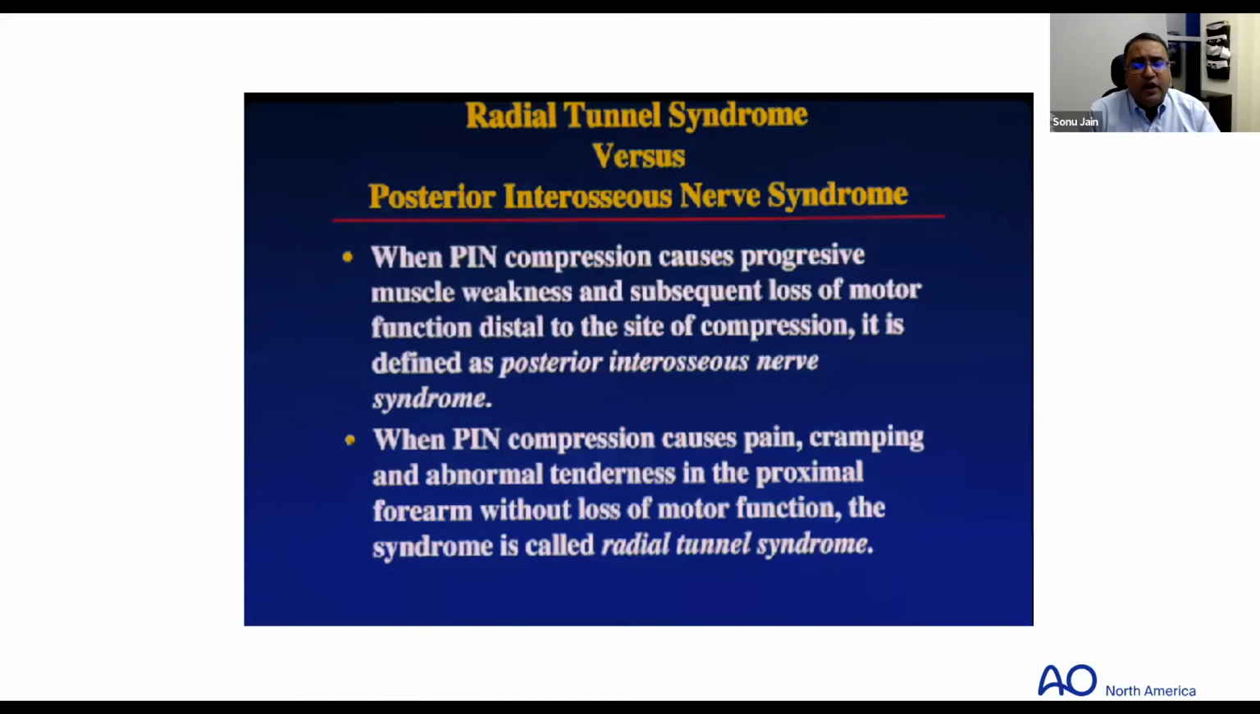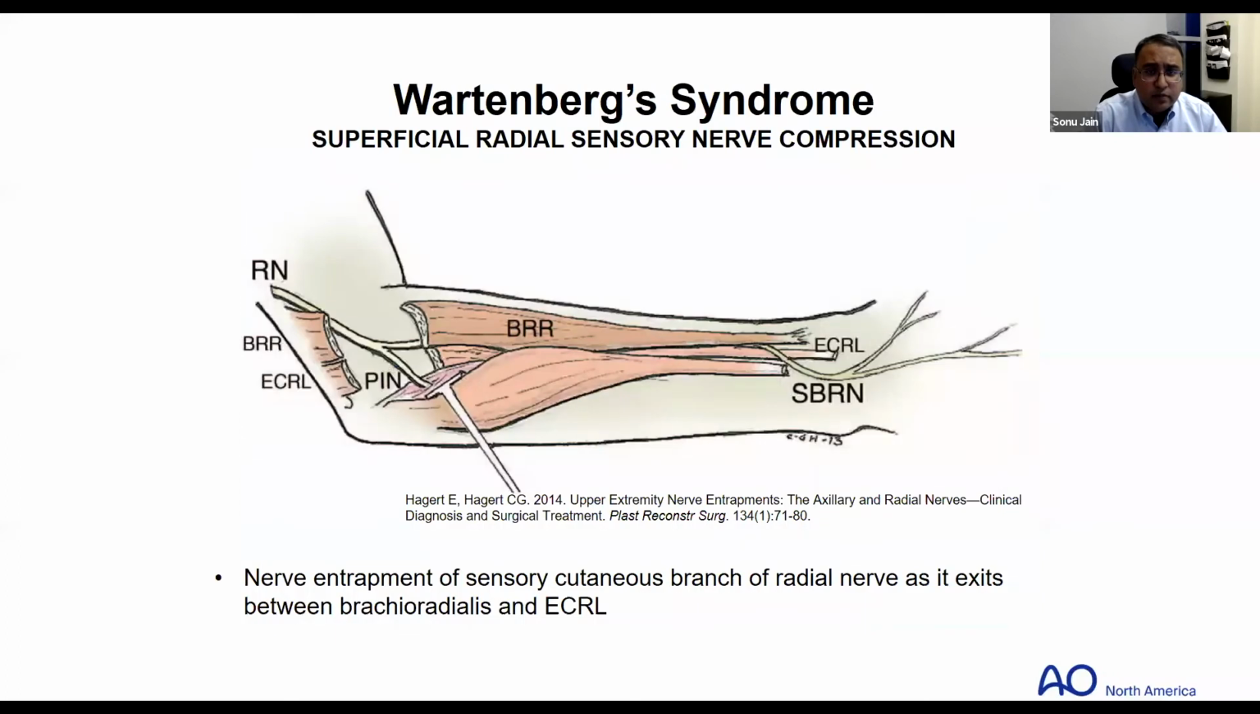So how do you really differentiate radial tunnel from PIN compression syndrome? When PIN compression causes progressive muscle weakness and subsequent loss of motor function distal to the site of compression, then it's called PIN compression syndrome. When it just causes pain, cramping, and tenderness in the proximal forearm without the loss of motor function, then you want to call this radial tunnel.